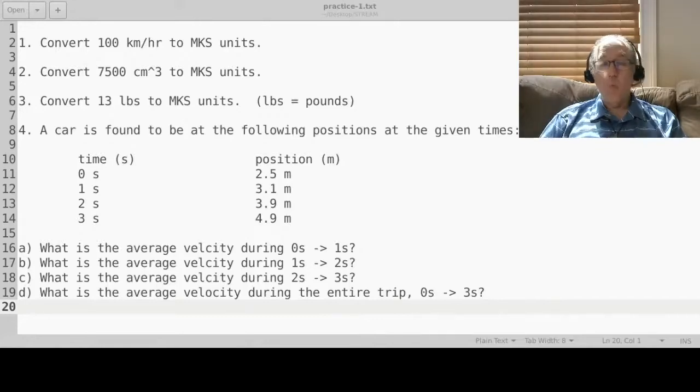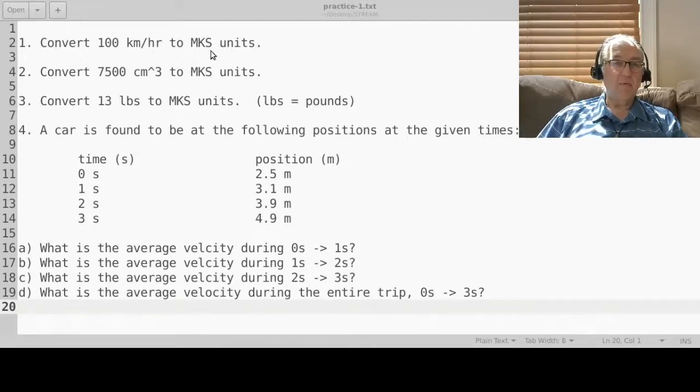Okay, so what I'm going to do today is I have here three problems which are on converting. They really are easy, so this won't take long. And then just one problem on the business of average velocity, which you should have seen in the last video, which was the video that introduced 1D kinematics. Okay, and so let's take a look at this first problem.